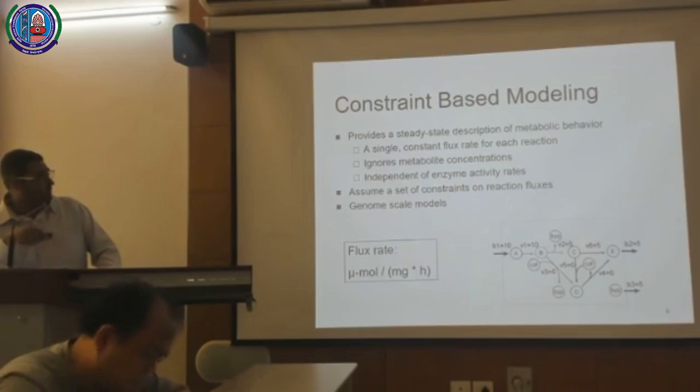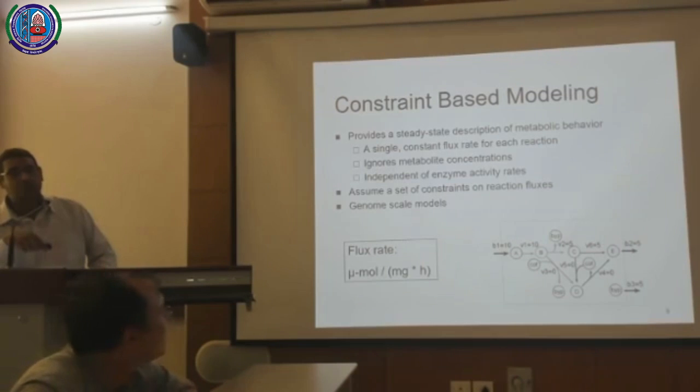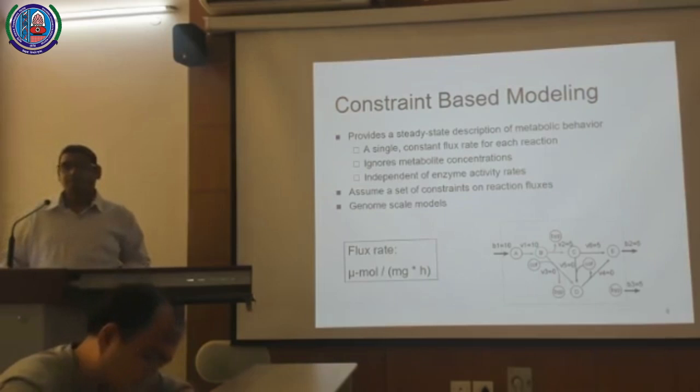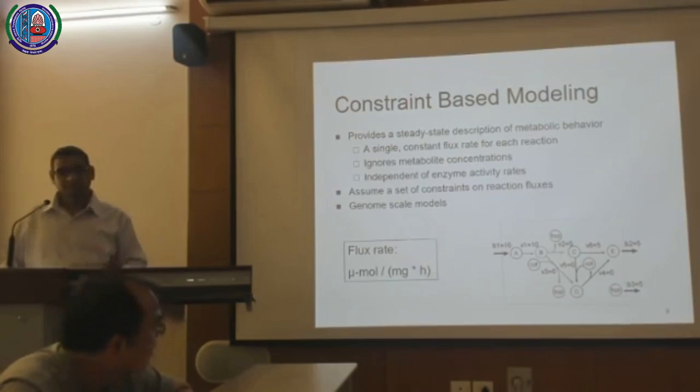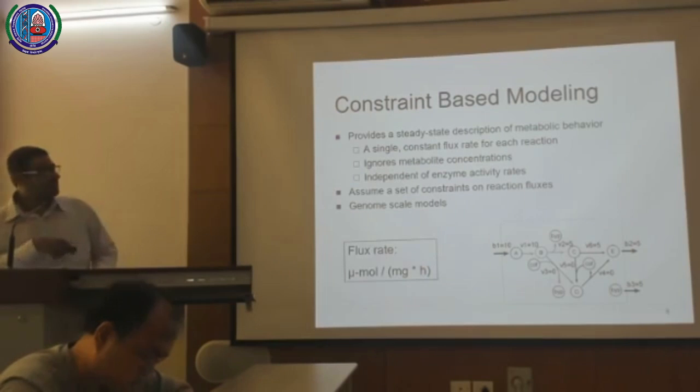And the best thing is that constraint-based modeling is independent of enzyme activity rates. So if your enzyme activity rates are not properly calculated, or there are different types of enzymes, especially in bioethanol, different types of conditions are coming. Sometimes the temperature is 30 degrees, sometimes 40 degrees, and thermophilic is 50 degrees plus. So you have these aspects which you can do.